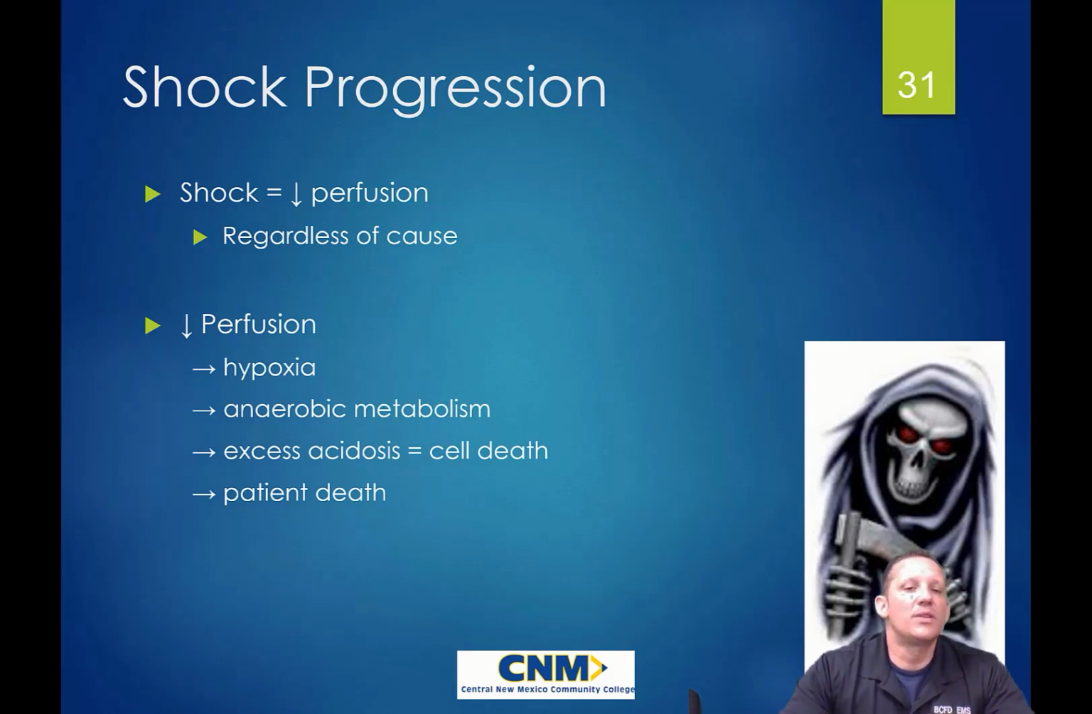And then as we go into that anaerobic metabolism, because we're not getting the oxygen and the CO2 to cross and balance themselves out for homeostasis, the acid ions are going to continue to grow. And as those acid ions grow, we're going to overcome the actual pH balance of the cell, and the cell is going to die, it will lyse, and then ultimately the patient dies.